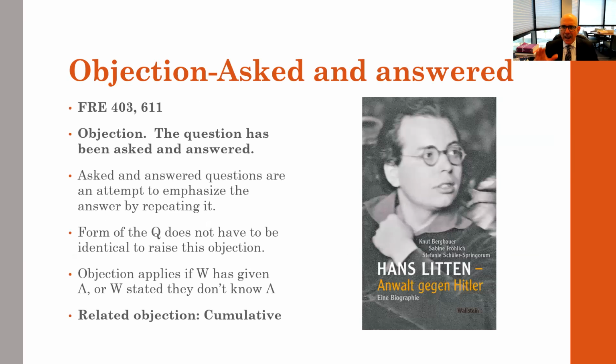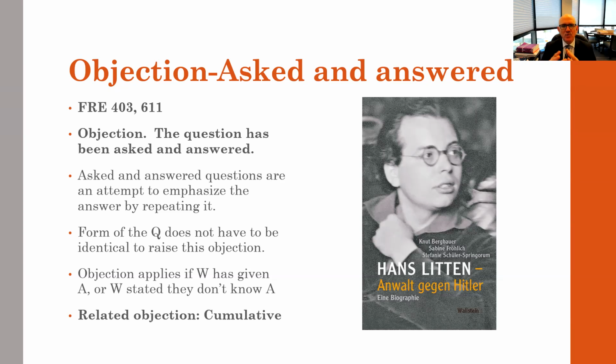Now, asked and answered. And again, this is Hans Litten in this photograph, and the title of his biography is Hans Litten, the lawyer that went against Hitler. So, objection: asked and answered. Here, the issue is that the question has already been asked. The prosecutor here is attempting to emphasize the question by repeating it.